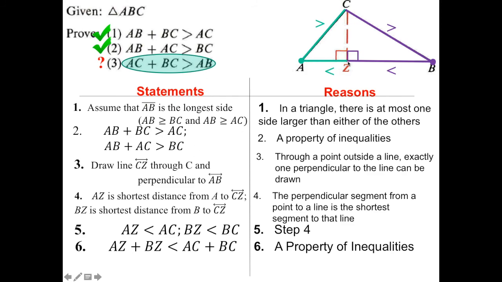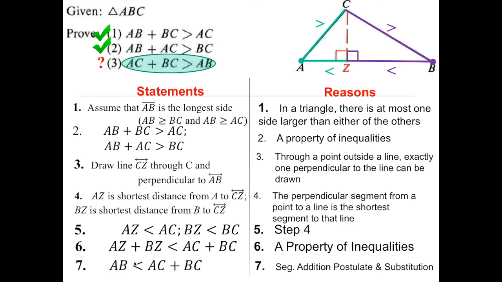Well, AZ plus ZB, or BZ, equals AB by the segment addition postulate, okay? So I could have written it out as an additional step. I didn't for step 7, but I do reference the segment addition postulate in step 7. So what did I do? I combined steps. So my last step is segment addition postulate and substitution here. AZ plus BZ equals AB by the segment addition postulate, so I can take AZ plus BZ and replace it with AB, and that would be substitution as the second part, okay? So 2 reasons gets us there.